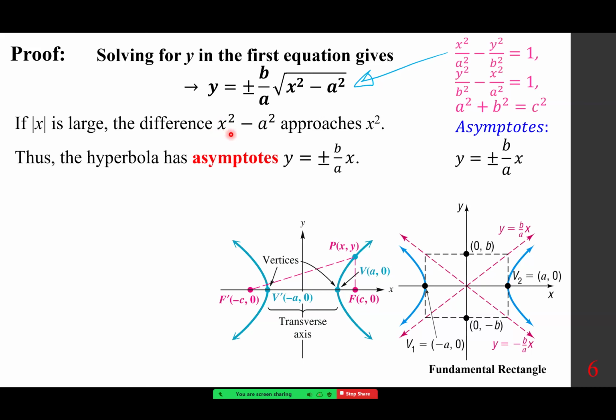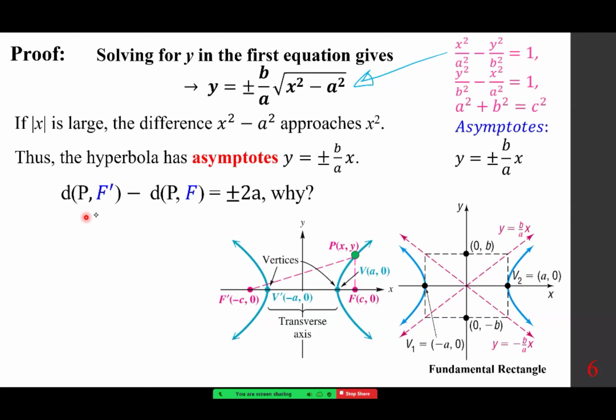So what happens? We get plus or minus b over a, and the square root of x squared becomes x. So that is the equation of the asymptotes, and that is the definition of asymptotes, which means when x goes towards infinity, this way, x becomes huge, the graph tends towards the asymptotes. When it goes towards negative infinity, the graph tends to its asymptote as well.